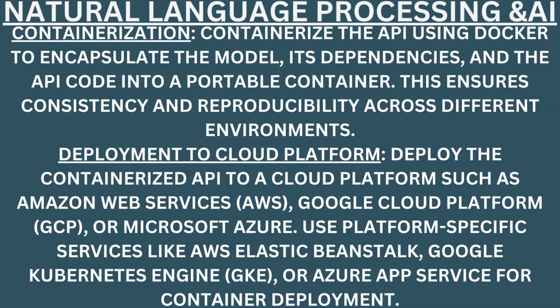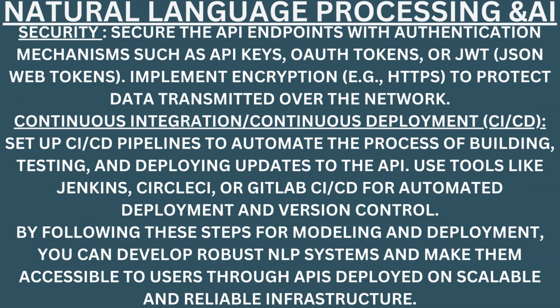Deployment to cloud platform. Deploy the containerized API to a cloud platform such as Amazon Web Services, Google Cloud Platform (GCP), or Microsoft Azure. Use platform-specific services like AWS Elastic Beanstalk, Google Kubernetes Engine (GKE), or Azure App Service for container deployment. Security. Secure the API endpoints with authentication mechanisms such as API keys, OAuth tokens, or JWT. Implement encryption to protect data transmitted over the network.